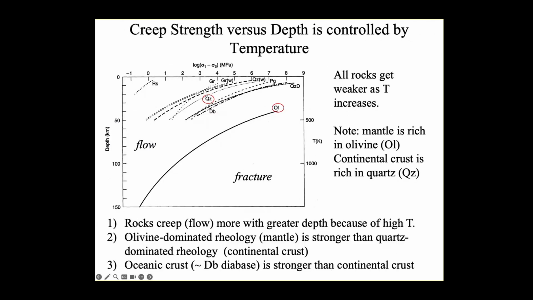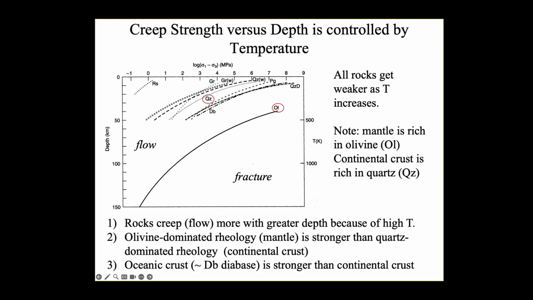So here we've got creep strength versus depth for a wide range of things. On the far upper left, that's rock salt. No surprise, that's very weak. Very small difference in strain, very weak. And on the other hand, the thing that's strongest is olivine, right? That is circled there. And you can see quartz is sort of halfway between olivine and rock salt. All rocks get weaker as temperature increases. And remember, the mantle is rich in olivine, which is a strong mineral, and the continental crust is rich in quartz, which is much weaker.